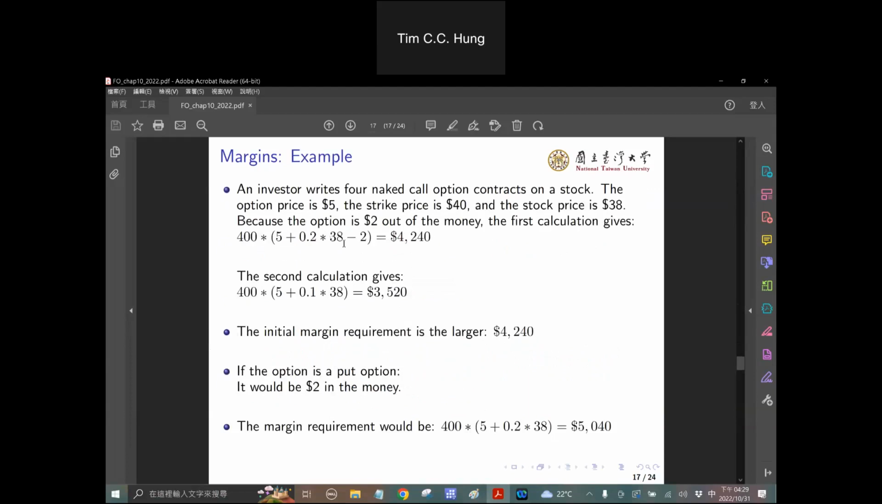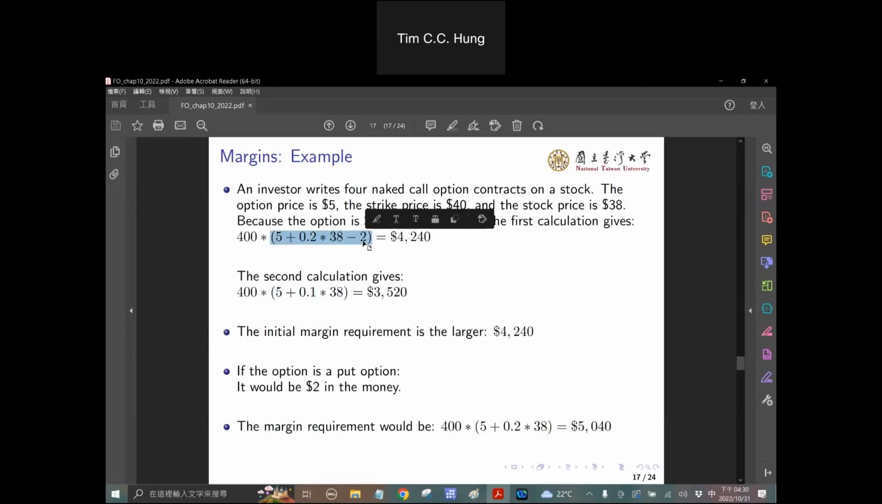The reason is that it could be the case that the option is super out of the money. Then in that sense, this calculation may be asking for too small a margin. So that's the reason why there is 20% multiplied by the underlying price minus the amount by which this option is out of the money, or just 10% of the underlying asset's price. So you calculate the two and check which one is larger.